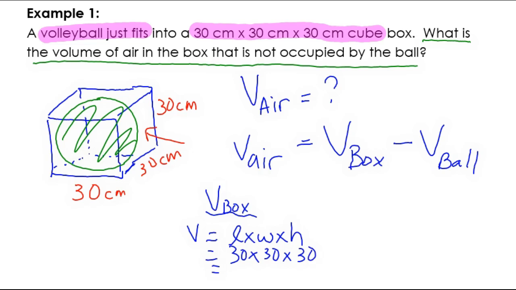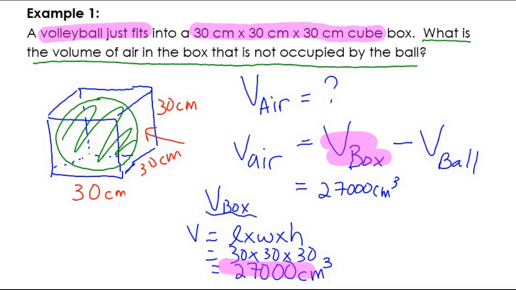And so when I work that out, that is going to give me 27,000 cubic centimeters. Okay, so there, I figured out the volume of my box. So if I want to, I can right away go and plug that in, or I can save that till later. So 27,000 cubic centimeters. Okay, so there's that little bit. Now what I can do next is I can find the volume of the ball itself.